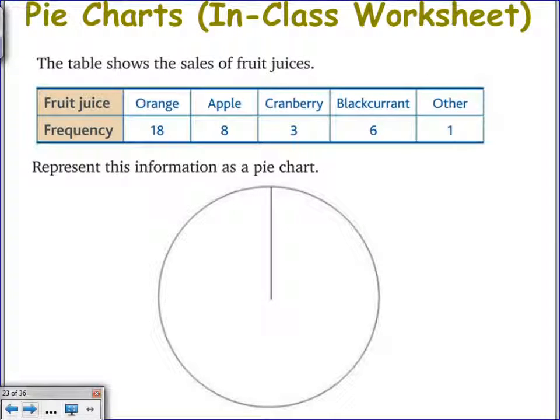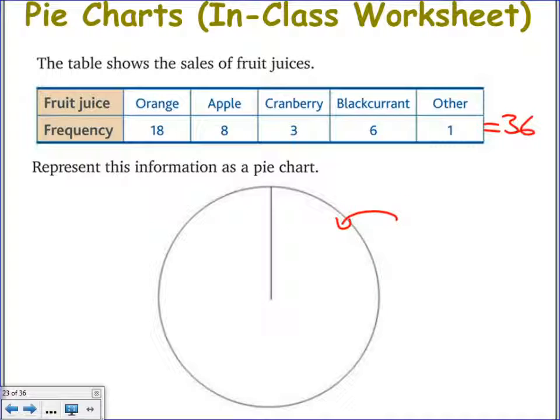So the one I'm going to get you to plot now, the last thing of the day for you to plot, is different sales of fruit juices: orange, apple, cranberry, blackcurrant and other. So you've got to fit all of those things into a circle. And the circle is 360 degrees. Okay. So see if you can remember what to do to get the perfect pie chart. So everybody's worked out that the one fruit juice is worth 10 degrees because you've got a total of 36.